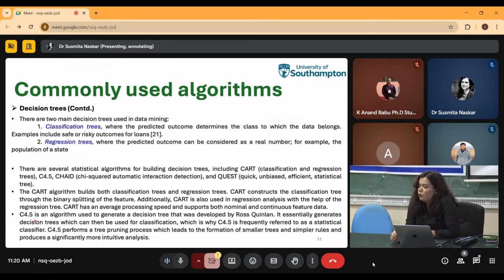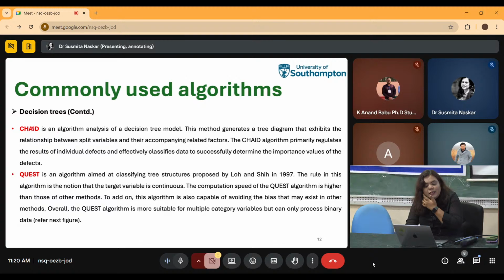So if you look into this, you can see that these trees are not only versatile, but they also come with certain algorithms. Another one is CHAID, and then QUEST. The CHAID model stands for Chi-squared Automatic Interaction Detection. In short, we call it CHAID.